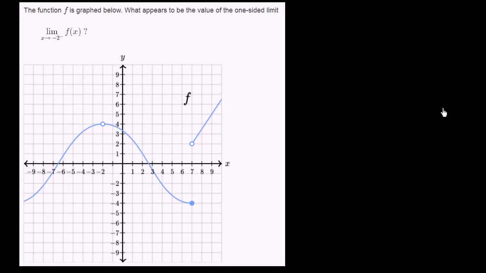And here they're actually asking us a question. The function f is graphed below. What appears to be the value of the one-sided limit? The limit of f of x, this is f of x, as x approaches 2 from the negative direction, or sorry, as x approaches negative 2 from the negative direction. So this is the negative 2 from the negative direction. So we care what happens as x approaches negative 2. We see f of x is actually undefined right over there.